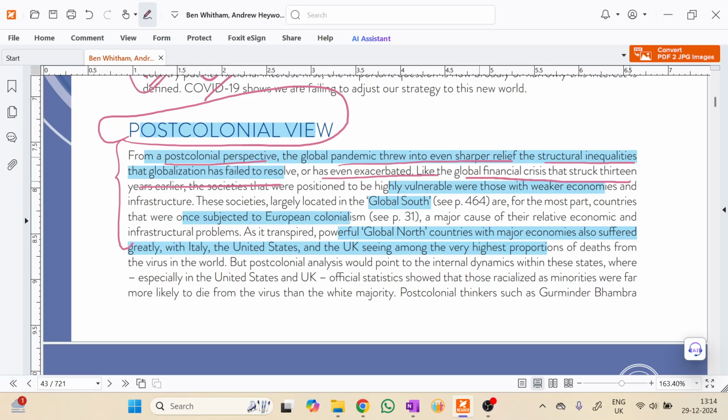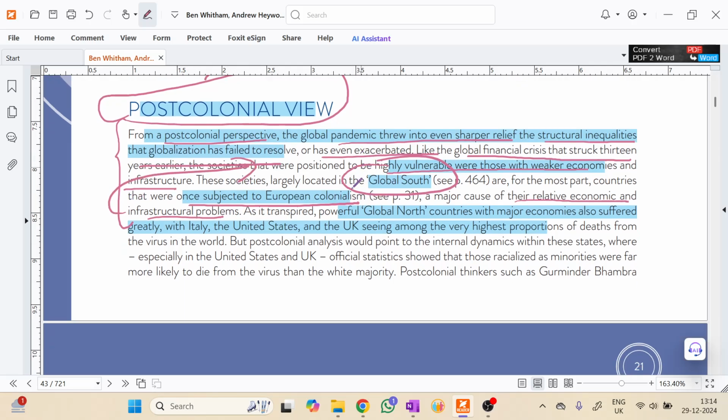So, like the global financial crisis that struck 13 years earlier, societies that were positioned to be highly vulnerable were those with weaker economics and infrastructure. Those economies were located in the global south, the countries that were once subjected to European colonialism. So a major cause of their relative economic and infrastructure problems can be traced to colonialism.